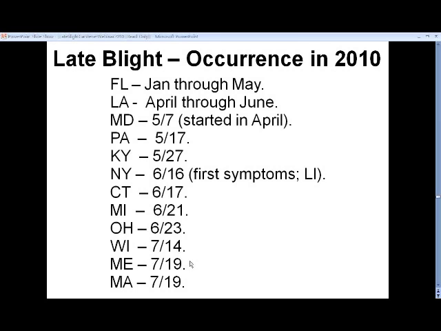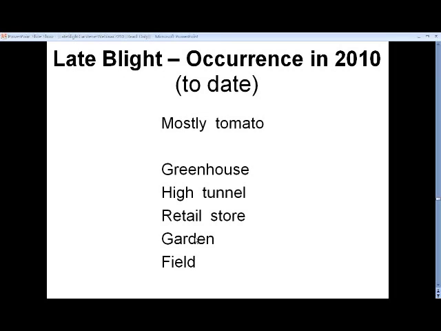And very few outbreaks this year. Conditions have not been as favorable, thank goodness, as last year. That's helped a lot. And there hasn't been as much inoculum, I don't think, surviving over winter as we feared. So that's all good news. So to date it's mostly been tomatoes that have had late blight. We have had potatoes, but mostly tomatoes. We've had greenhouse occurrences. We've had high tunnels. Had a situation with retail stores having affected plants. That was mostly Manitoba. Had a situation similar to what we had last year. Several gardens and a couple commercial fields.